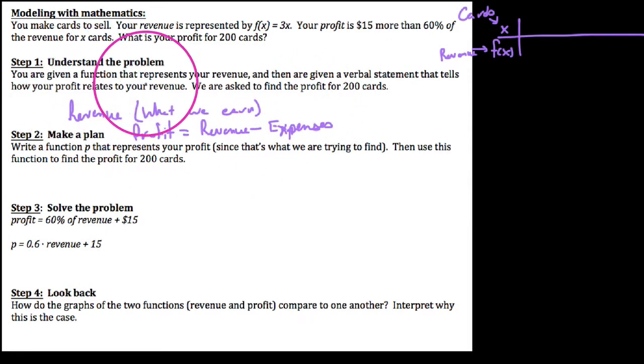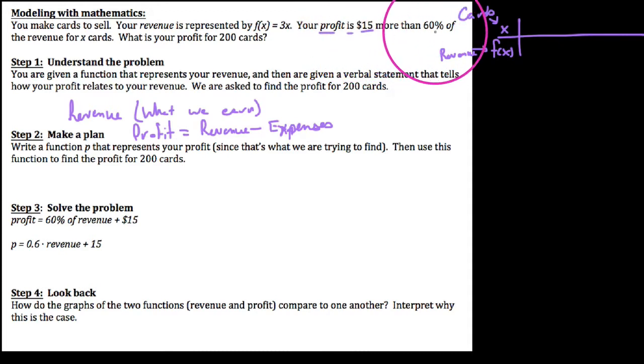So putting this together, we need to understand the problem first. Let's come up with a plan. So it says, let's go ahead and write a function p that's going to represent our profit, since that's what we're trying to find. And then we're going to use this function to find the profit for 200 cards. So in terms of how we're going to come up with a profit equation, really, we already have been told what our profit equation should be.